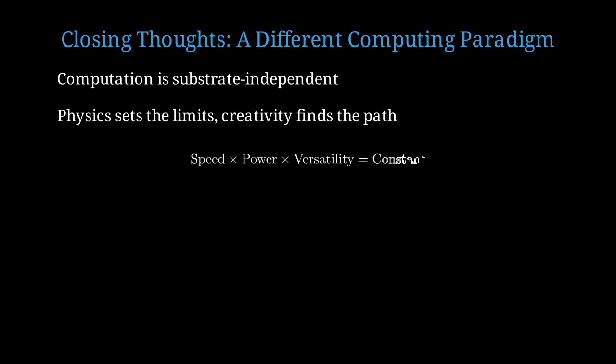There's a fundamental trade-off. Speed times power times versatility tends to be roughly constant across computing paradigms. Electronic, fluidic, and quantum computing represent different points in the space of possible computational substrates, each with unique strengths.